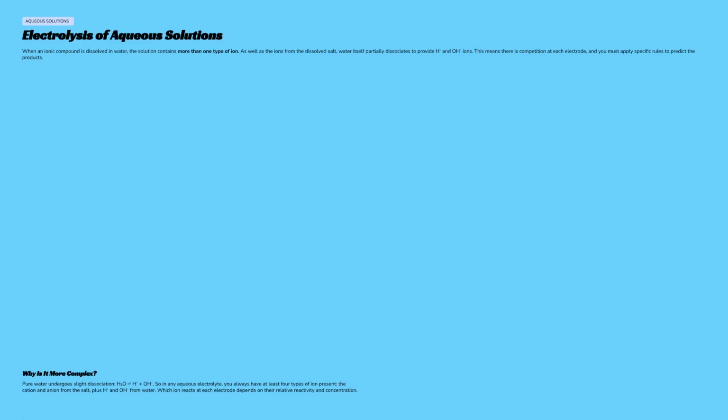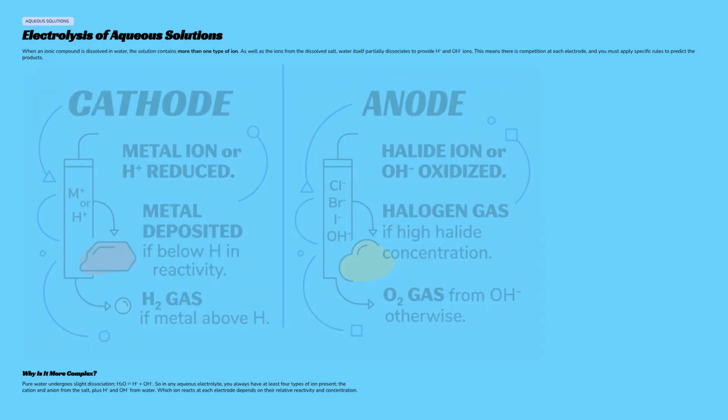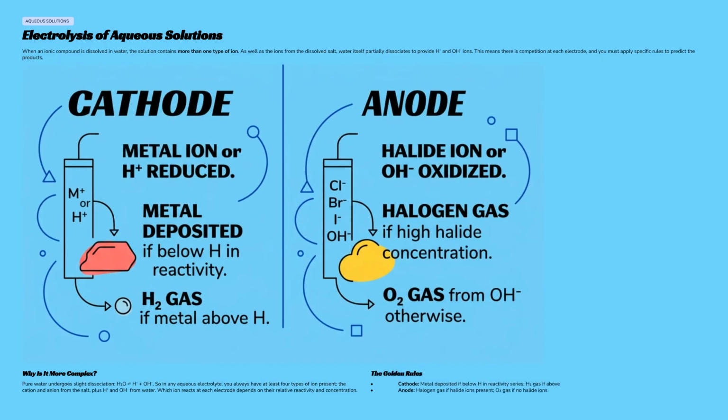Aqueous solutions are more complex as water introduces H⁺ and OH⁻ ions, creating competition at each electrode. Golden rules apply based on the relative reactivity and concentration of the ions to predict the products.